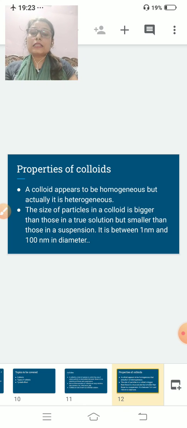Yes, then the size will be between 1 nanometer and 100 nanometer in diameter. Clear? I am reading once more. A colloid appears to be homogeneous, but actually it is heterogeneous. The size of particles in a colloid is bigger than those in a true solution, but smaller than those in a suspension. It is between 1 nanometer and 100 nanometer in diameter. Clear?